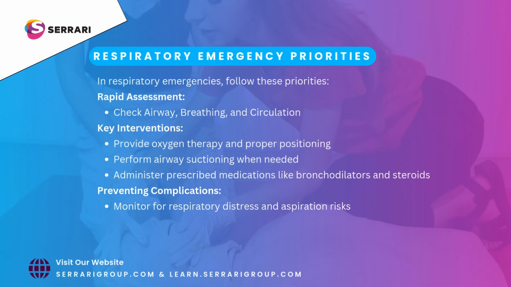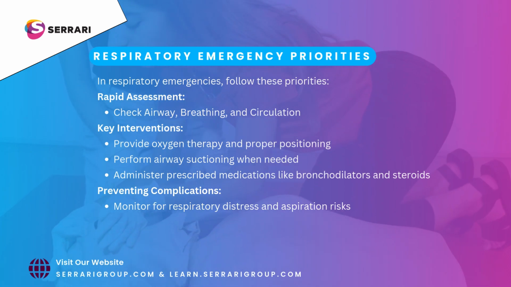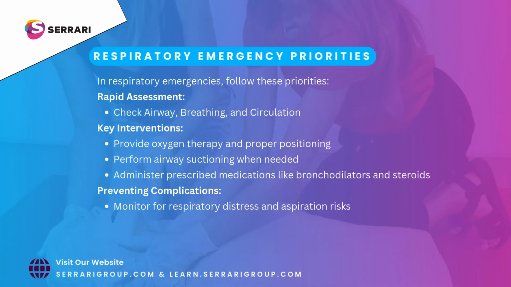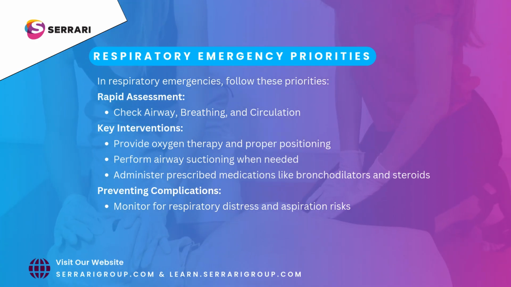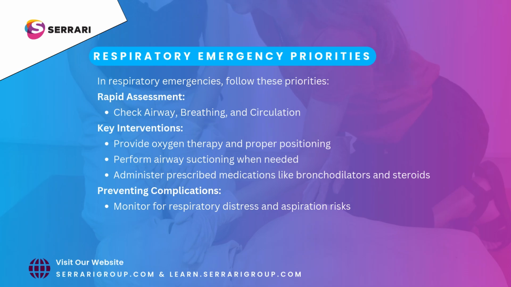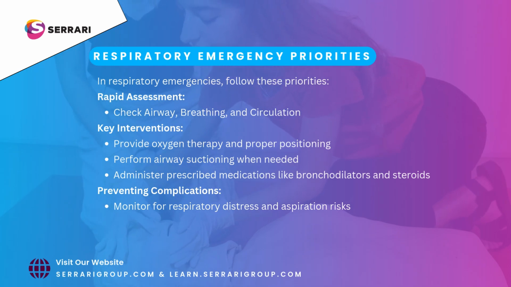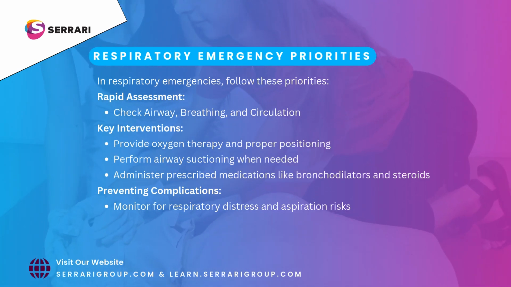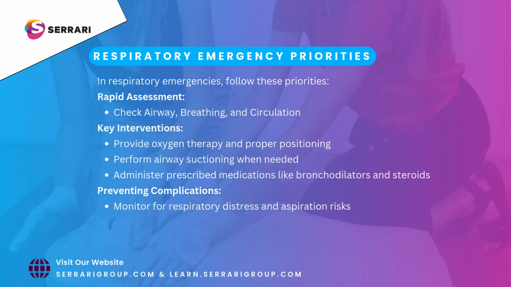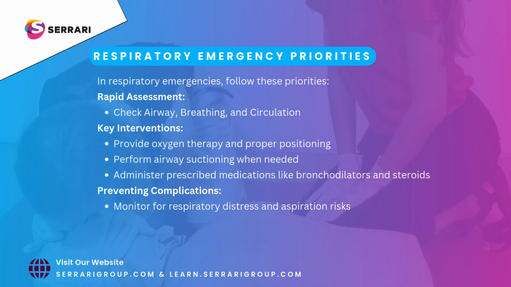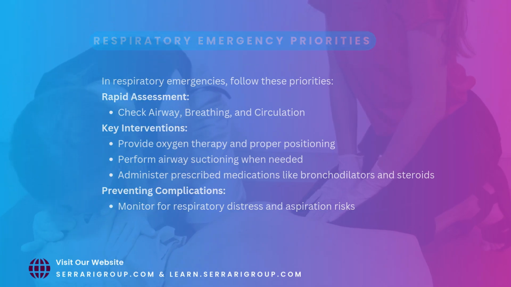Respiratory emergency priorities. In respiratory emergencies, follow these priorities. Rapid assessment: check airway, breathing, and circulation. Key interventions: provide oxygen therapy and proper positioning. Perform airway suctioning when needed. Administer prescribed medications like bronchodilators and steroids. Preventing complications: monitor for respiratory distress and aspiration risks.